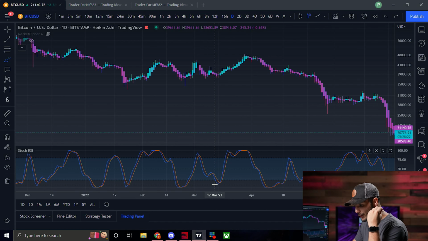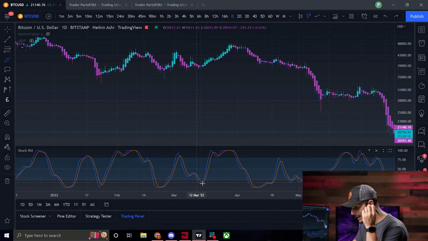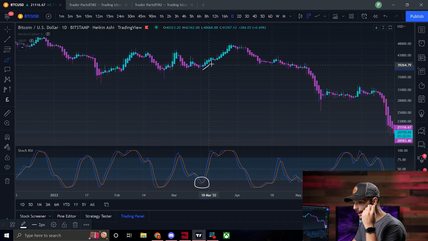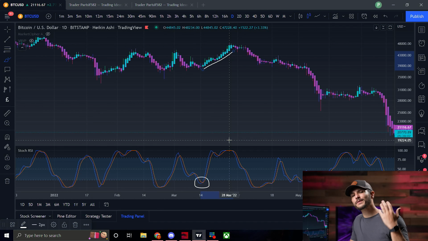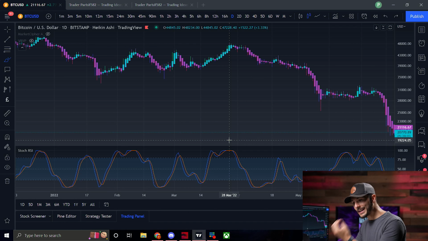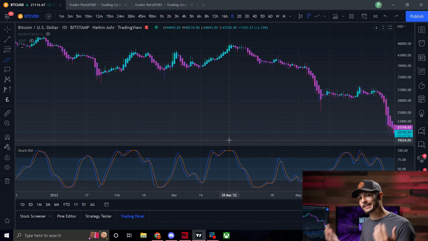Similarly, you can see here when we come below the 20 line, it could be considered oversold, and then you get the blue line crossing over the orange line, and you get a move to the upside, right? So it works very similar to the RSI. But having these two lines on the stochastic, you're able to kind of get these MACD-like signals.